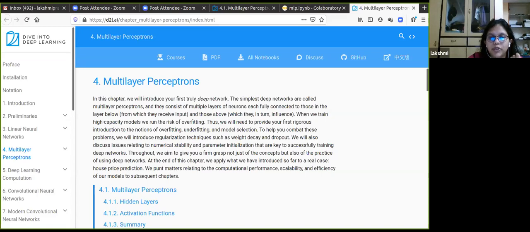Throughout, we aim to give you a firm grasp not just on the concepts but also of the practice of using deep networks. At the end of this chapter, we apply what we have introduced so far to a real case, house prediction. We punt matters relating to the computational performance, scalability, and efficiency of our models to subsequent chapters.